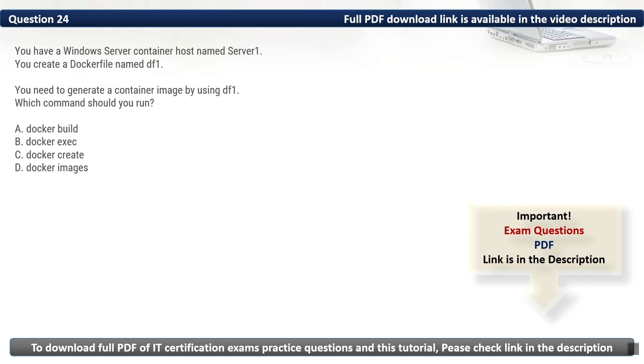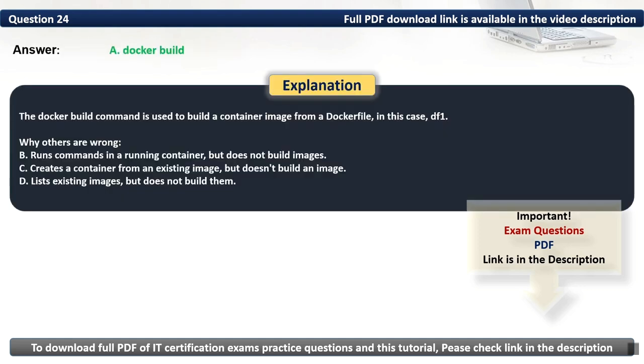Then we have C. docker create. It creates a container from an existing image but does not build an image. Then we have D. docker images. It lists existing images but does not build them. As such, the command that we should run is docker build. Thus, the correct option is A. The docker build command is used to build a container image from a Dockerfile, in this case df1.